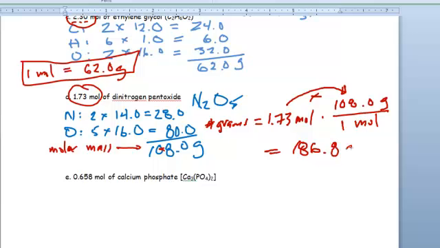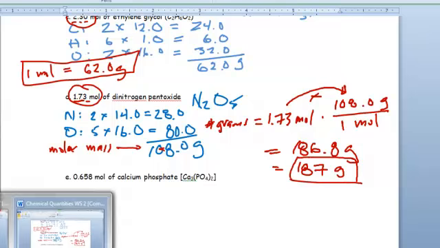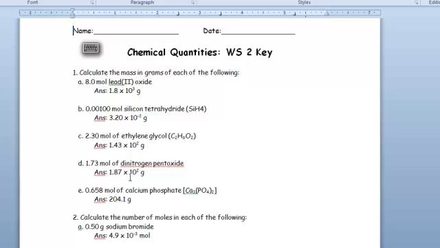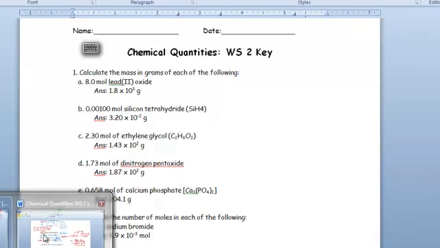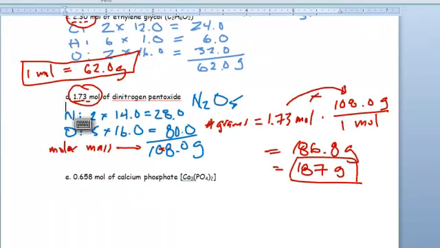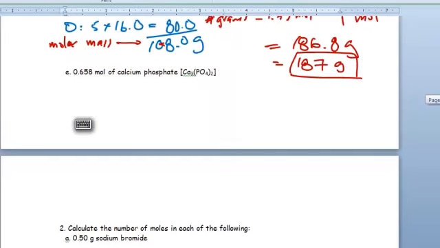186.8 grams. Again, since we have 3 significant figures in the information that we're given, we should technically only keep 3 significant figures in our final answer. So that's 187 grams. Let's see if that's close. Yep. I've got the answer key over here just to make sure I'm on the right track. Okay, good. We're doing good.